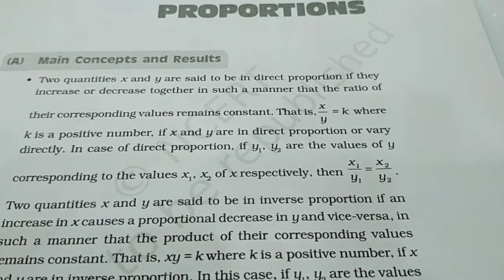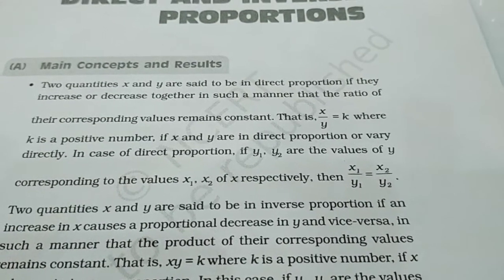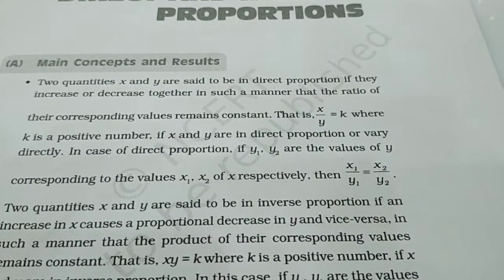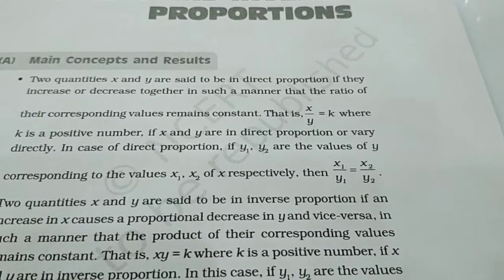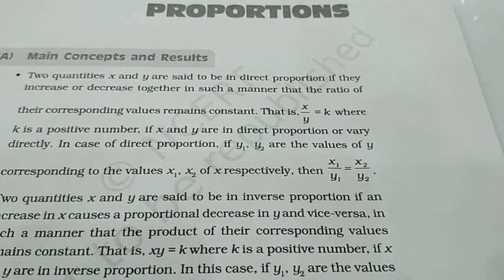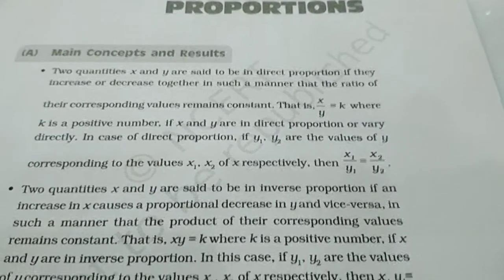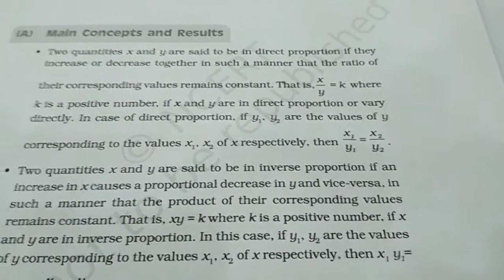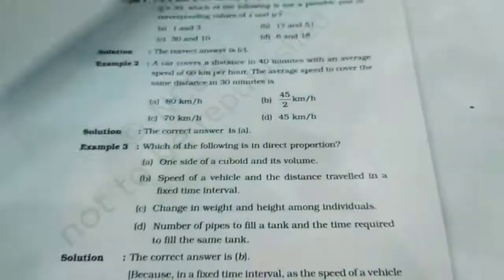In case of direct proportion, if y1 and y2 are the values of y corresponding to the values x1 and x2 of x respectively, then x sub 1 is to y sub 1 is equal to x sub 2 is to y sub 2. So that is the direct proportion. So let's have an example of direct proportion.